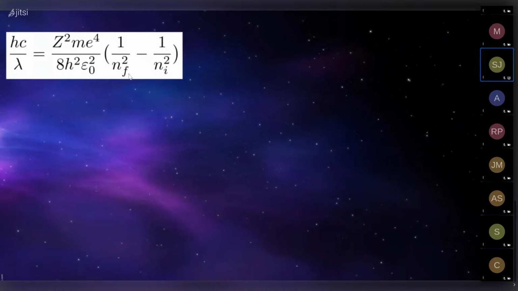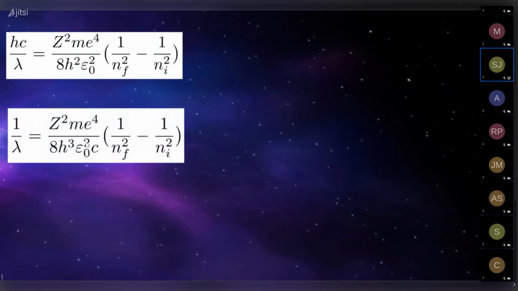By this equation we can simplify more and get the value of wavelength, right? So 1 by lambda is equal to this quantity. If we know the proton number Z, the mass of electron and charge of electron e, Planck's constant h, epsilon naught, which is the permittivity of free space, and c, the speed of light, and nf is the final energy level and ni is the initial energy level, then we can calculate the wavelength. Actually it's 1 by lambda, that is the inverse of wavelength, but if we take the reciprocal we get the wavelength.